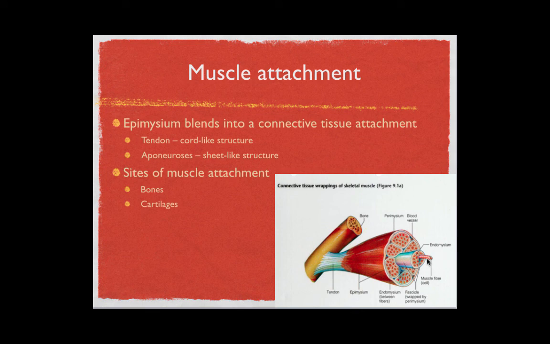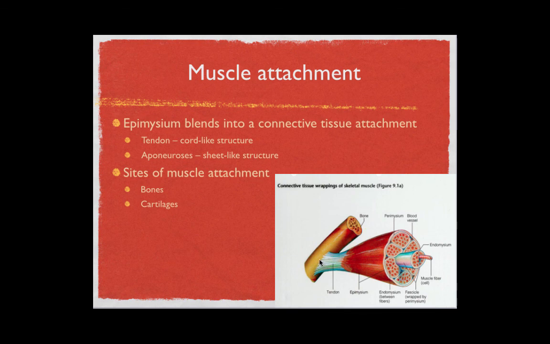So here's our muscle fiber, and around each muscle fiber we have the endomysium. Bundle all of them together into a fascicle, and around the fascicle we have the perimysium. And then you can see that we have lots of fascicles here, all tied up together in the epimysium. The epimysium then blends into a connective tissue attachment.